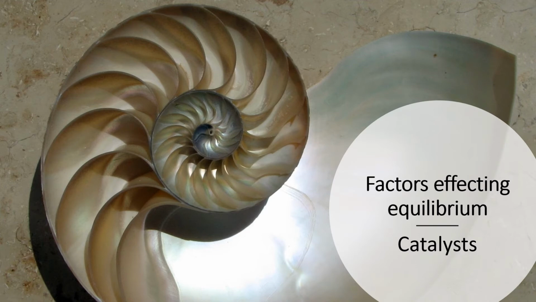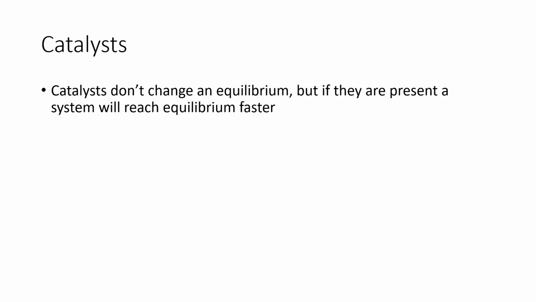Lastly, and it hasn't actually come up in exams for a little while, which is nice, I have to go back to 2015, but factors affecting equilibrium can be a catalyst. Catalysts don't change the equilibrium, but if they are present, a system will reach equilibrium faster. So it just means that those forwards and backwards reactions will occur faster, so the changes will be faster.